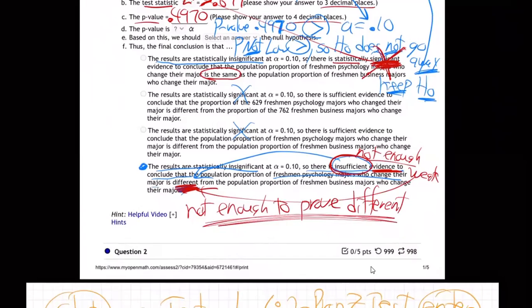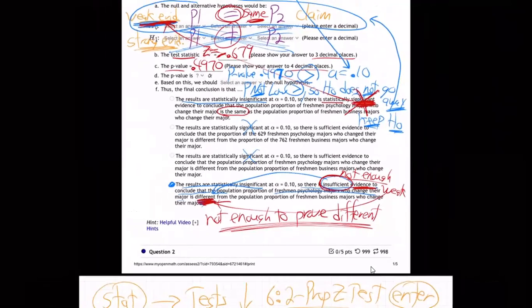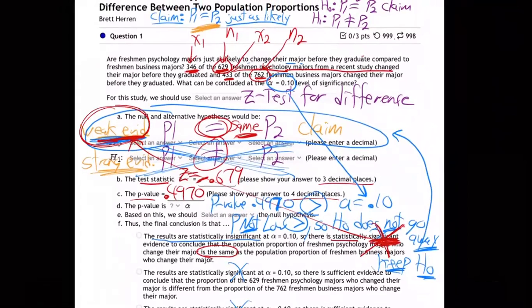That's exactly what happened in this study. There was not enough evidence to prove they were different, that the percentages of psych and business majors changing their major before they graduate was different. There was not enough evidence to prove different. So that's our answer. That's what they're saying, and that's correct. So everybody see that difference? So the weak evidence, strong evidence thing is really important that you write that. It's always weak by the null, strong by the alternative. There we go.